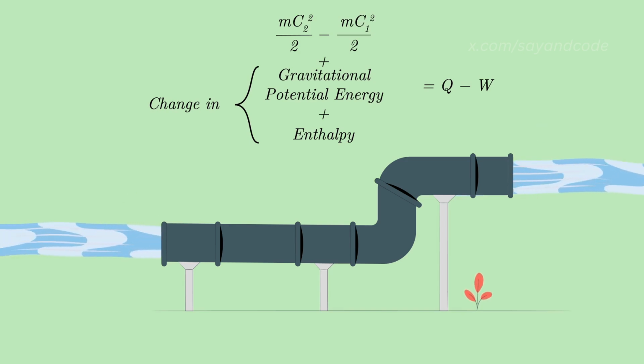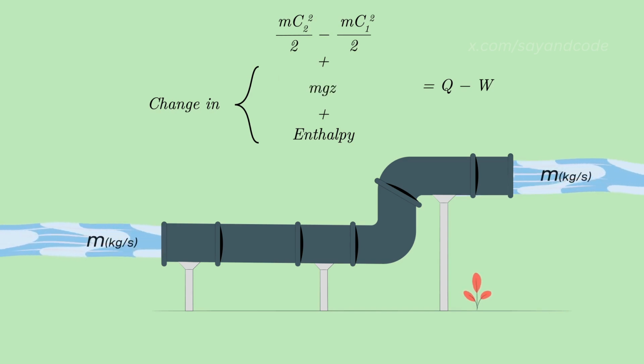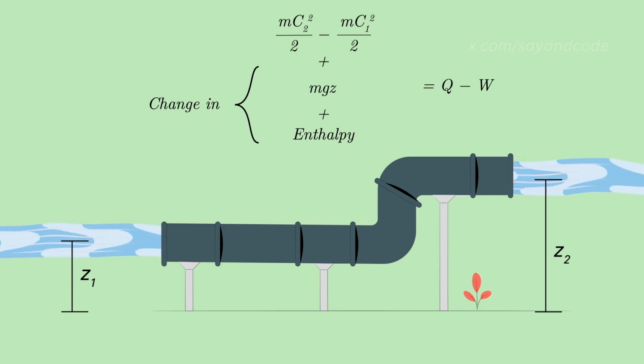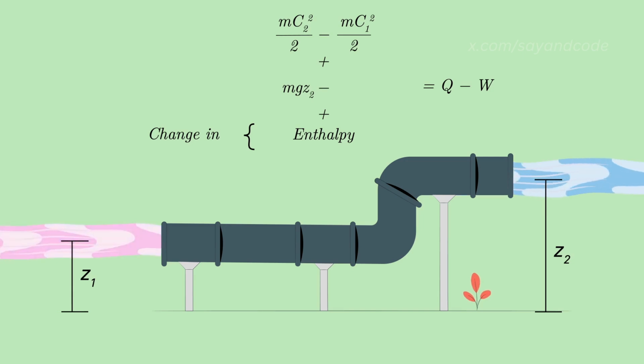The gravitational potential energy is equal to mgz, where m is the mass flow rate, g is acceleration due to gravity, and z is the height, which changes from z1 at inlet to z2 at exit. So, the change in gravitational potential energy becomes potential energy at exit, mgz2, minus the potential energy at inlet, mgz1.